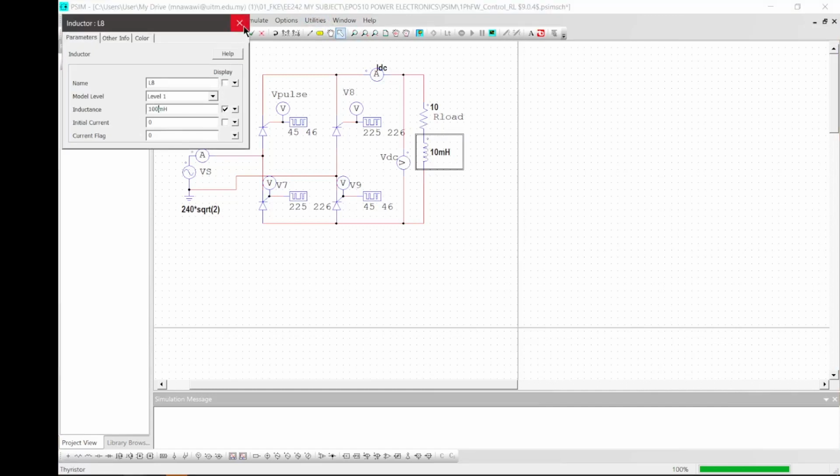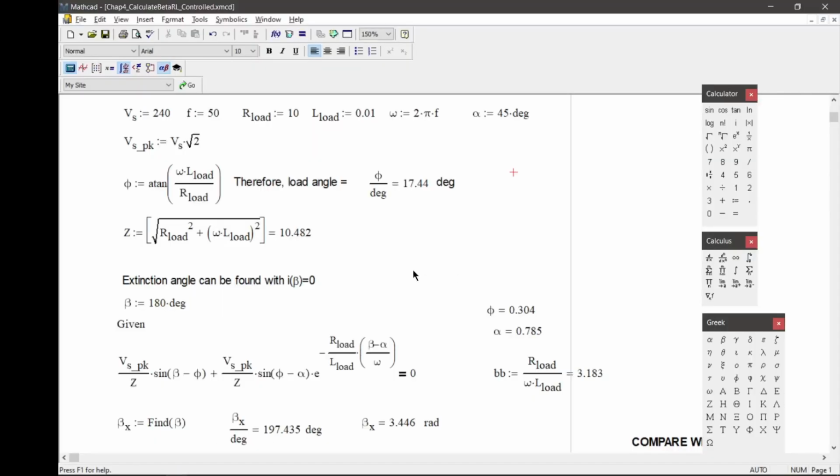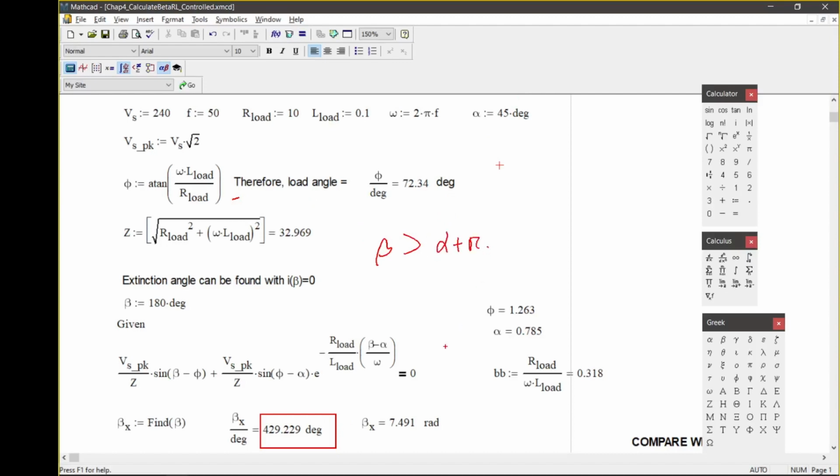Okay, 100 millihenry. So let's look at the MathCAD. Rather than use my calculator, I simply replace this with 0.1, and I already get the answer of 429.23 degree, and therefore beta is higher than alpha plus pi z. So in this case, I expect that when I do my simulation, the output current becomes continuous.